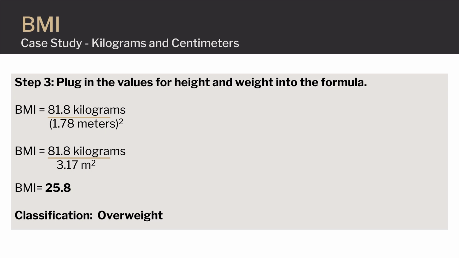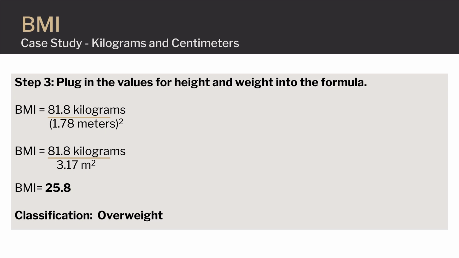Now that we have all the numbers we need in the appropriate units, we will plug the values for height and weight into the formula. BMI equals 81.8 kilograms divided by 1.78 meters squared. To simplify the equation, you can square the 1.78 meters in the denominator, and the result will be 3.17 meters squared.